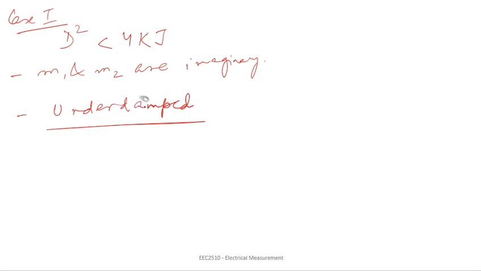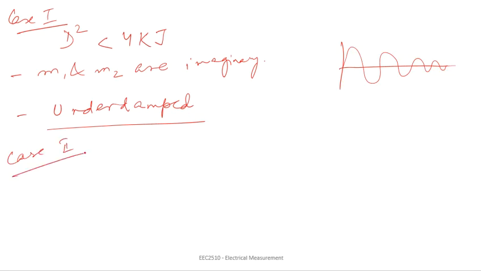Under damped response means that the motion will be oscillatory and the galvanometer will oscillate about its final position, but after some time it will settle down. So it will oscillate with decreasing amplitude, something like this, and after some time it will settle to its final position. That is called under damped behavior.